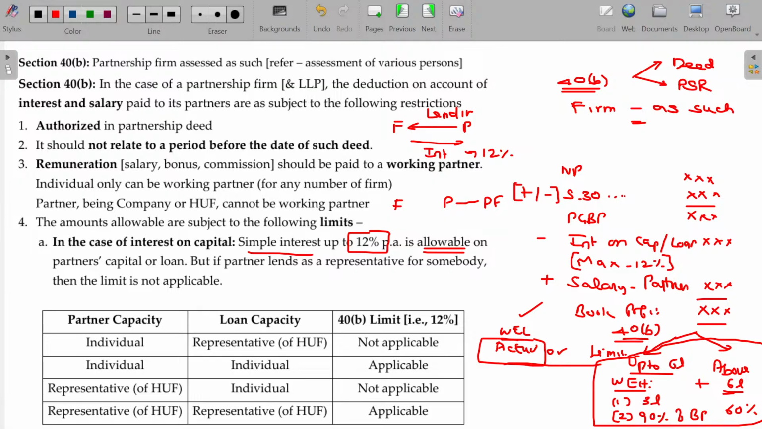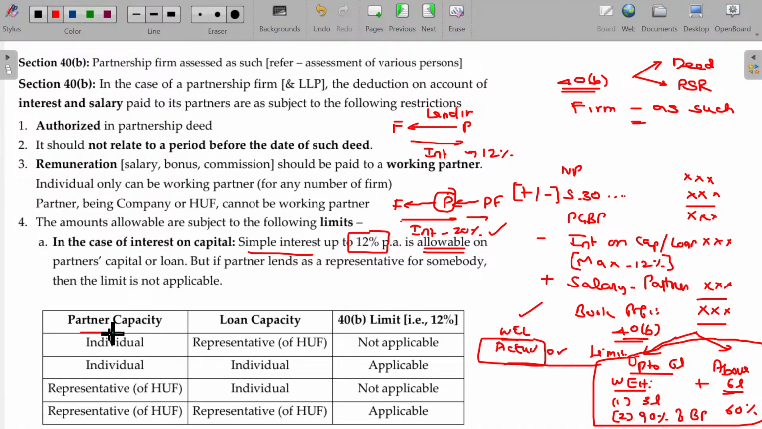Partner's family gave the money to the partner. The partner gives the money to the firm, stating that I am not actually giving out of my money, I am giving it from my family. Then the firm gives the interest to the partner, maybe say 20%. How much is allowed, sir? Actual will be allowed because this is not borrowing from the partner, it's borrowing from the partner's family. He is only a representative, the partner not being the owner of the amount he has given. Clear? That's the main thing you have to understand.